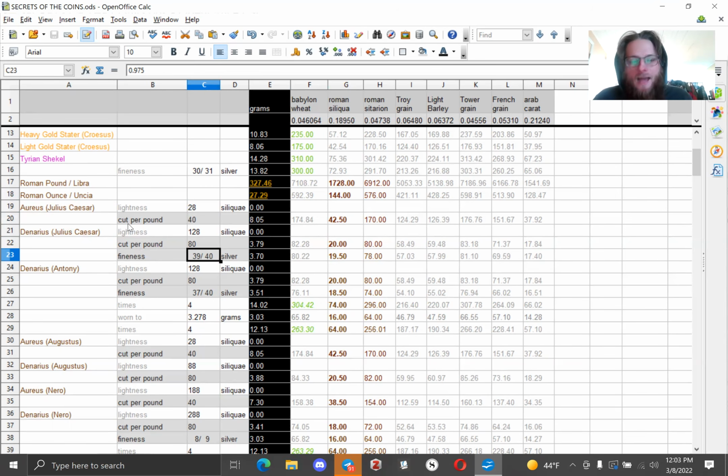And then we're going to cut that amount of metal into 80 pieces. Cut per pound. Okay, so if we know the lightness, cut per pound, and the fineness of the coins, we can know everything we want to know about the coin. So what do we have here?